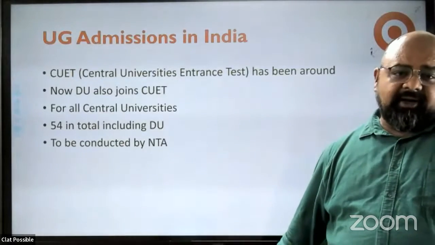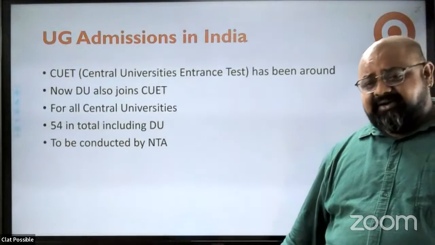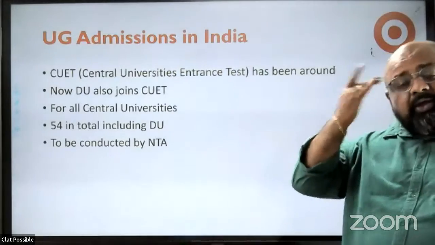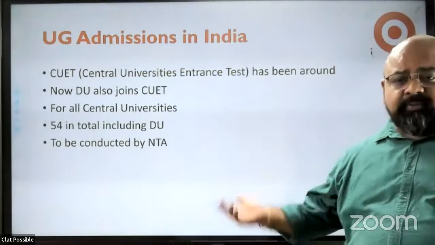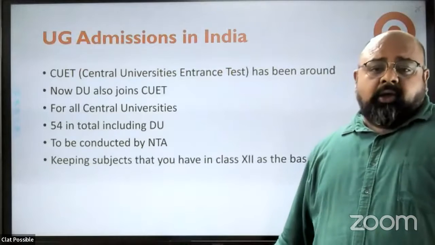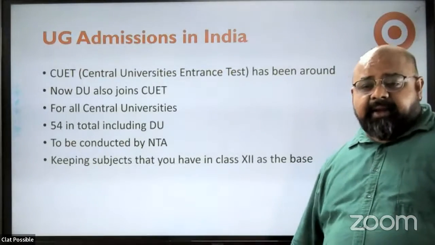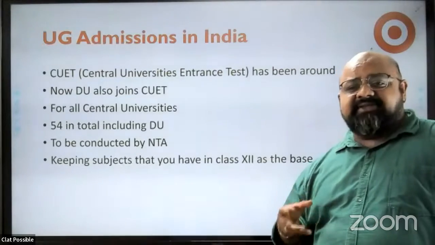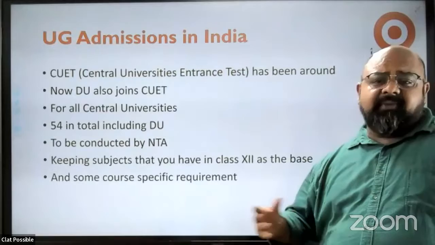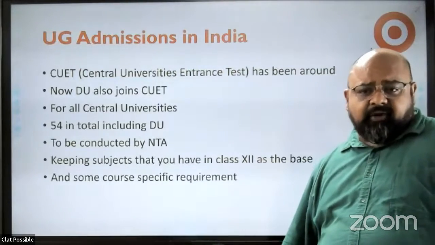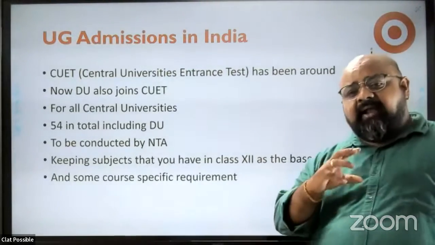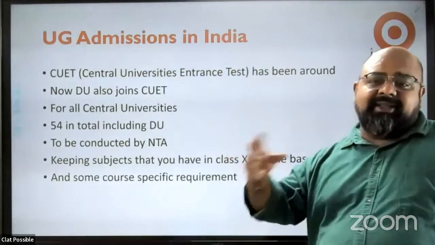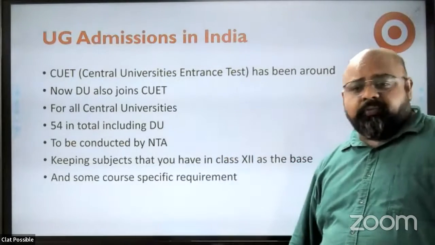So NTA will be conducting the CUET, the Central Universities Entrance Test, for admission to all central universities. Again, going forward, it is very likely that other colleges also might eventually start accepting this score to make their admissions easier, right? And the good part about CUET is that it essentially makes your class 12 subjects the base, and then there are some specific requirements which are course specific that you're applying for, right? So again, as I said, there is uniformity irrespective of the subject that you've done. You can take those subjects, write the exam, and then get into a college or stream that you want.